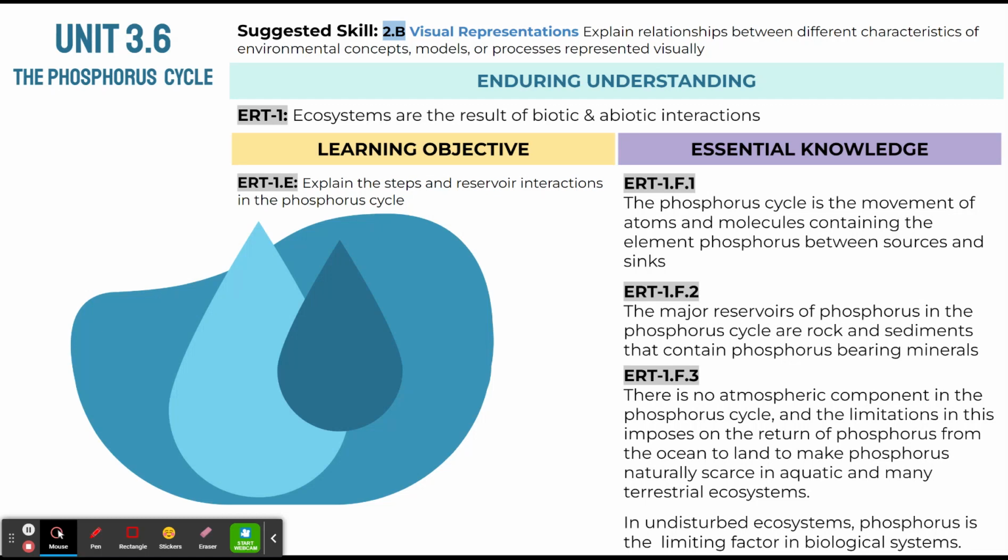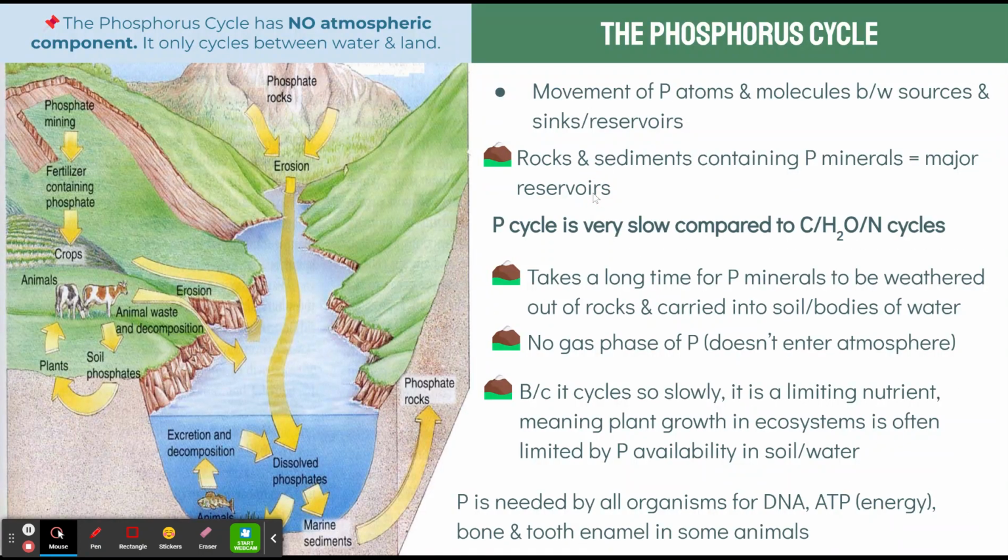AP Environmental Science. In today's video, we're going to be covering Unit 3.6 and 3.7, the phosphorus cycle and the water cycle. So in our last video, we were discussing nutrient cycles and how nutrients such as carbon and nitrogen cycle through the biosphere. Today, we're going to be talking about the phosphorus cycle and the water cycle. And I want us to take a look at this image for a second.